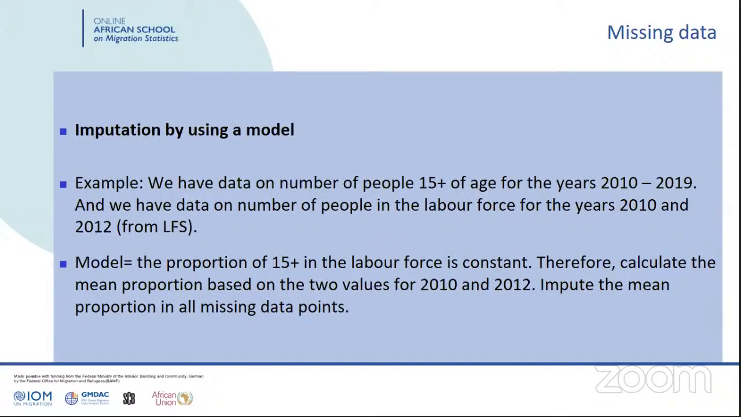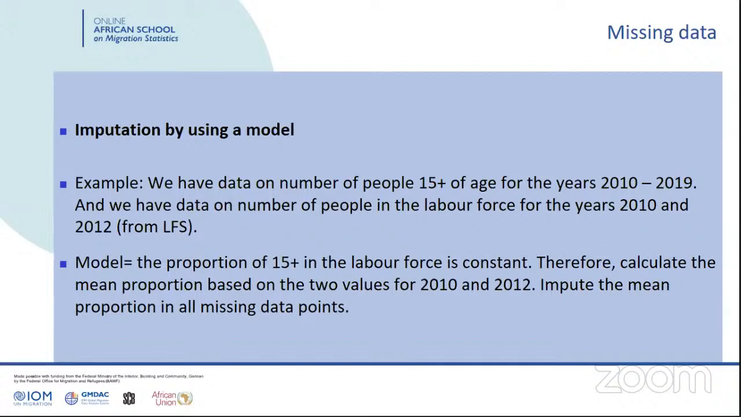Okay, let's continue with examples. Let's say we have data on the number of people 15 plus for all the years, and we have data on the number of people in the labor force for 2010 and 2012. So we are missing a lot of data, but we have it for 2010 and 2012 from, say, a labor force survey.